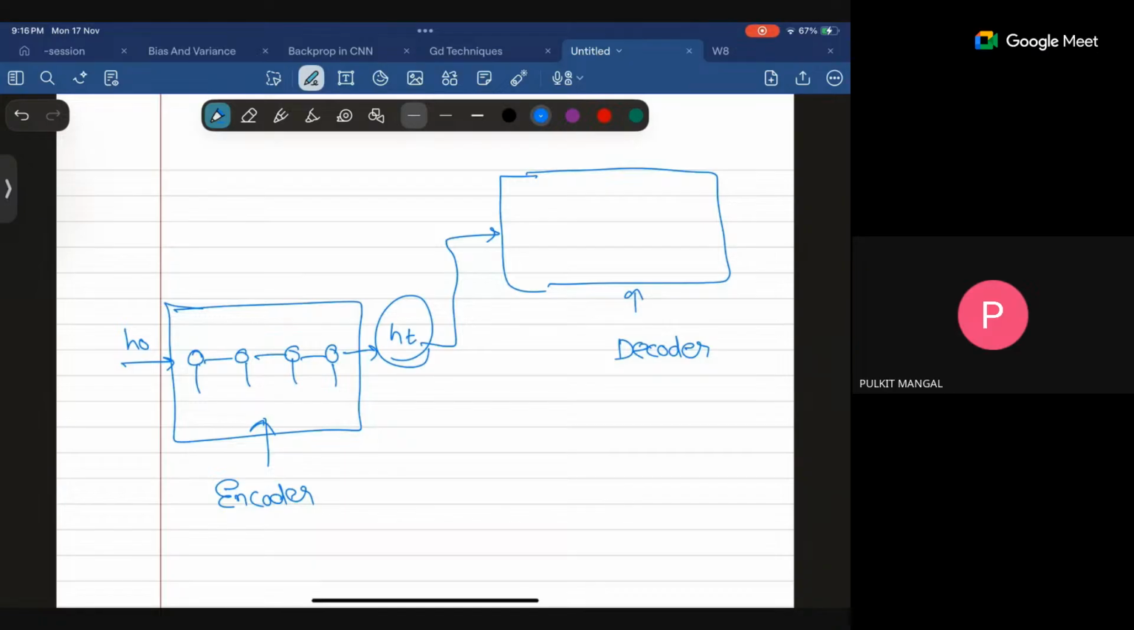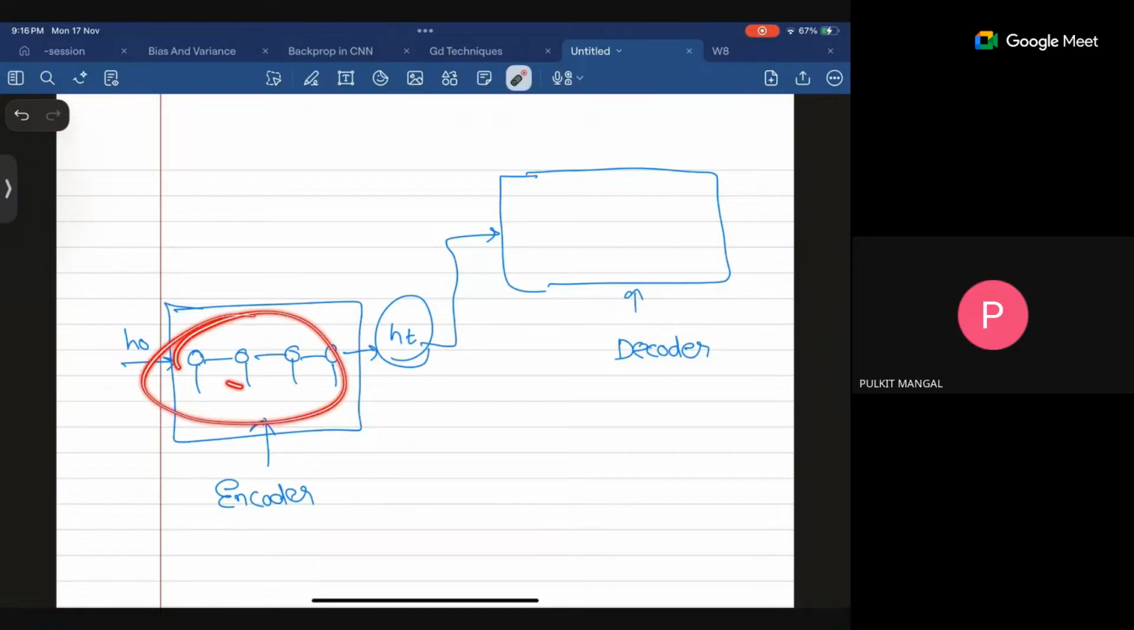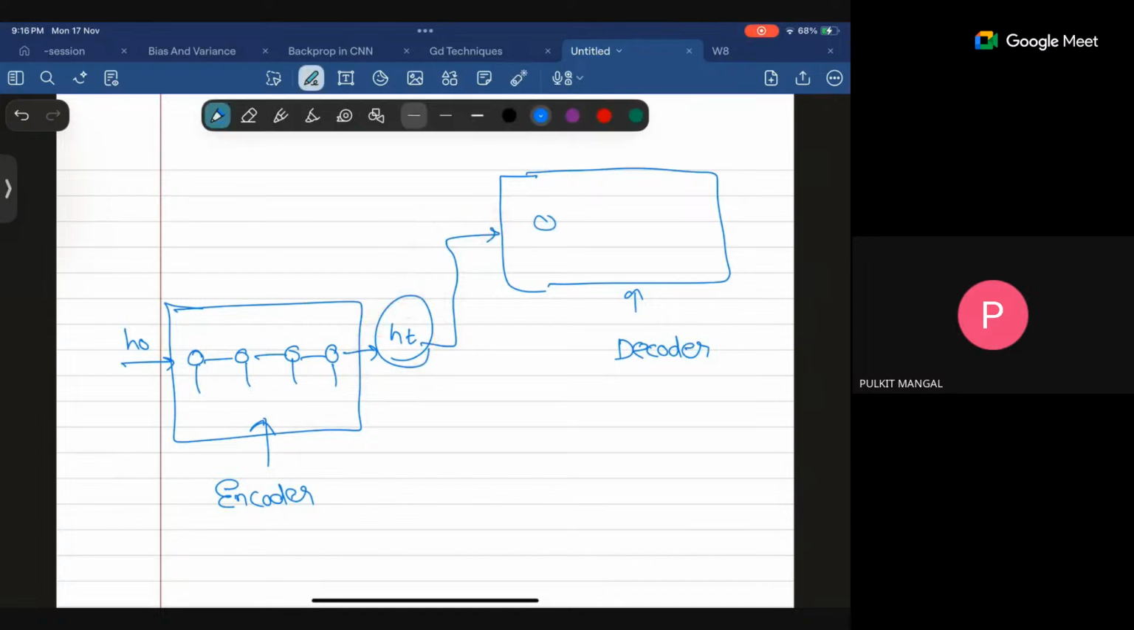This HT now contains the entire information of my source language. This entire information is now going to be fed to the decoder, which is nothing but another RNN, and then using that information, it's going to give the output. So this is what the encoder decoder architecture does.